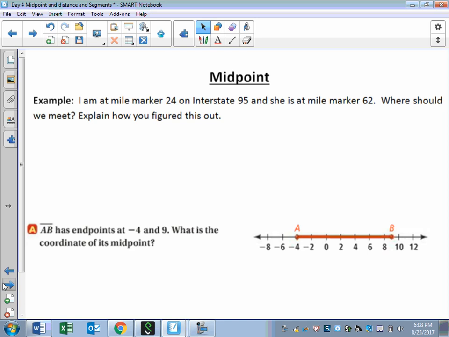Now, I want you to think about this question on your own, and I'm actually going to have you write it down, probably on a blank sheet of paper or in your notebook. If I'm at mile marker 24 on Interstate 95 and she is at mile marker 62, where should we meet? Explain how you figure this out. So I'm not going to really tell you the answer to this. I just want you to think about it and try to come up with an answer and tell me how you got to your answer.